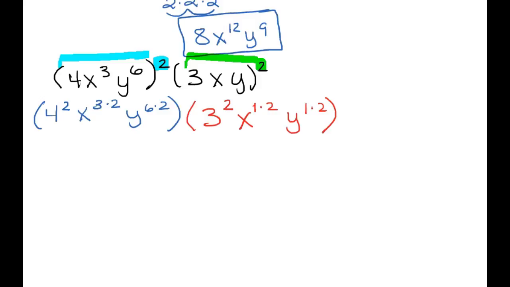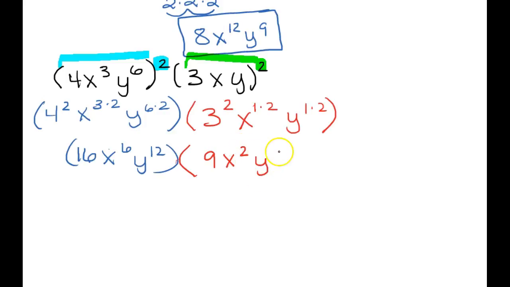Now all I have to do is simplify this. So 4 squared is going to be 16. 3 times 2 is 6. 6 times 2 is 12. So there's my first parenthesis. My next parenthesis tells me 3 squared, which is 3 times 3, not 3 times 2. 3 times 3, which is 9. And then 1 times 2, which is 2. And 1 times 2, which is 2. So this isn't horrible at this point.